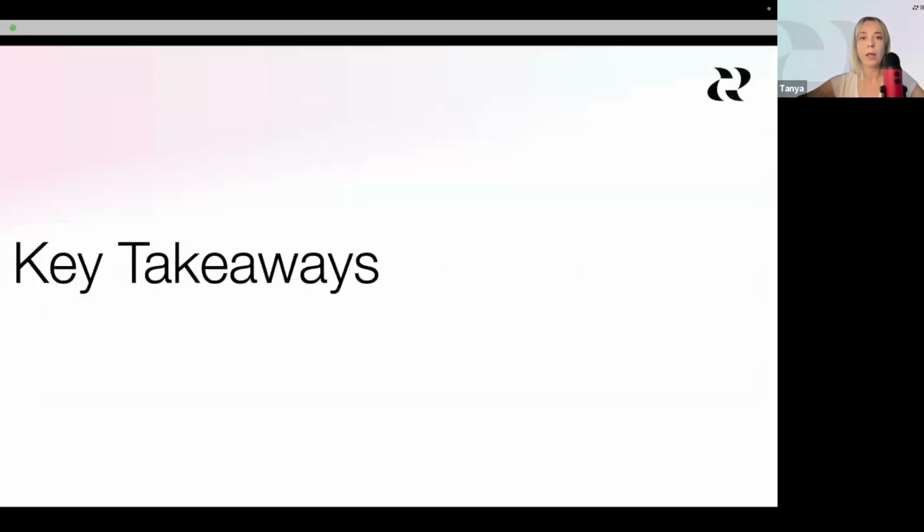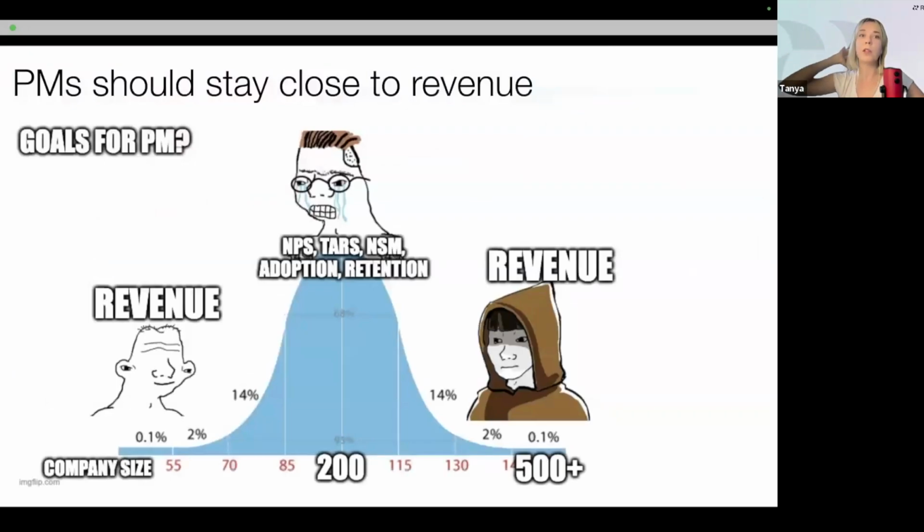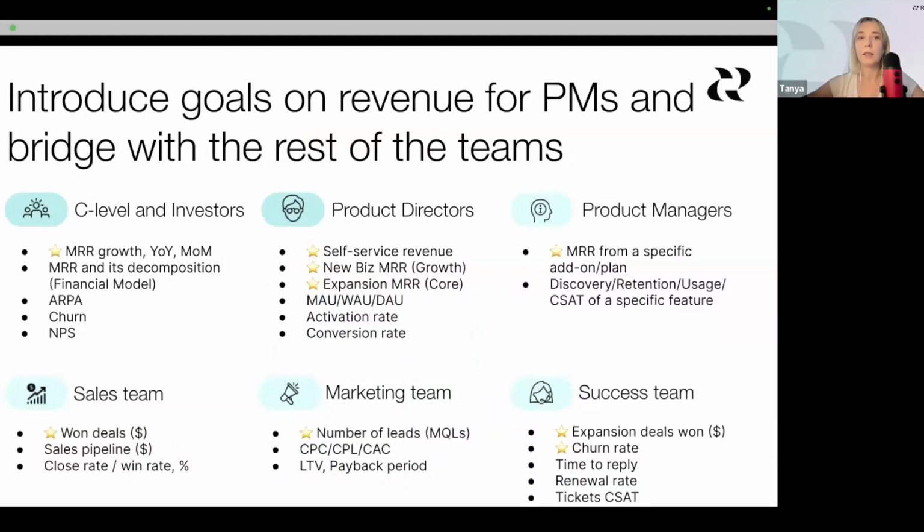Okay, key takeaways. Product managers should stay close to revenue, at least try to understand what's happening with their financials. How does your company make money? How does it grow? Think about how to help the customer success teams, the marketing and sales teams to drive more revenue into the product. And if more revenue metrics are introduced into the structure of a product team and into the heads of the product directors and product managers, better cohesion will be created with the rest of the teams that are also trying to drive the company to success.